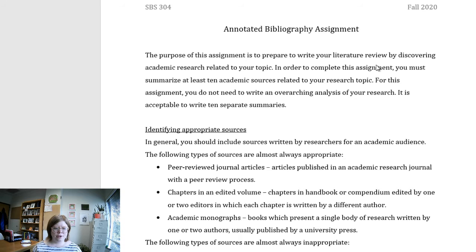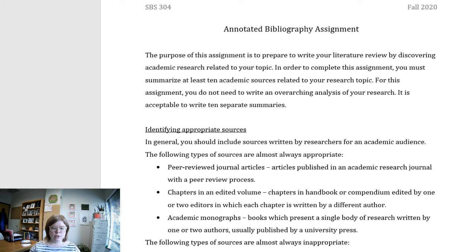They don't have to go together, they don't have to be woven together into an essay like you would for a literature review. I just want you to summarize the sources. This is like an information gathering assignment. So the big thing I want to talk about today is identifying appropriate sources. This is the biggest problem that students have in creating a literature review and especially in creating an annotated bibliography.